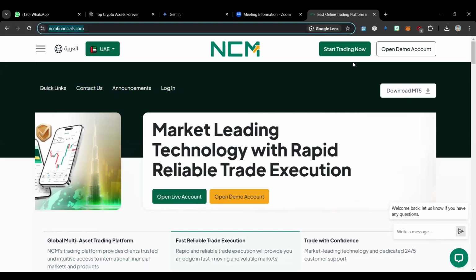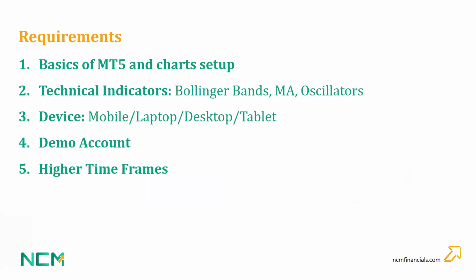MetaTrader 5 is easy to use. You can learn it faster. It's available in multiple languages. It's very user-friendly. It is not so complicated at all. You need some technical indicators like Bollinger Bands, moving average, oscillators. I'm going to use this in front of you. I'll show you how to use this.